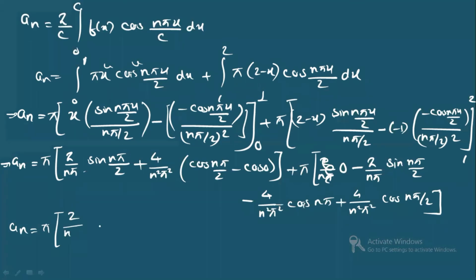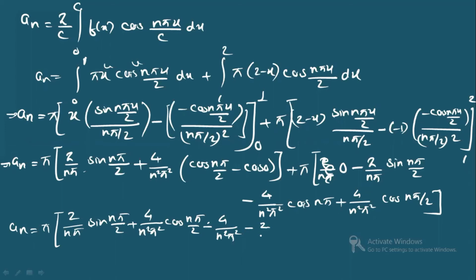So this is 2 by n pi sine n pi by 2 plus this will give you 4 by n square pi square, right? Cos n pi by 2 minus cos 0 is what? 1. So it is plus. Okay, you will have this is plus. Again, just a second. There is a sign mistake if I am not wrong. No, it is correct. Cos 0 will be what? 1. So plus and minus is minus. You will have minus 4 by n square pi square. All right. Okay, so this term is 0.